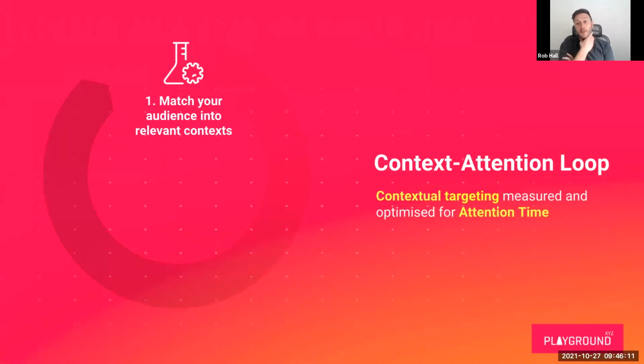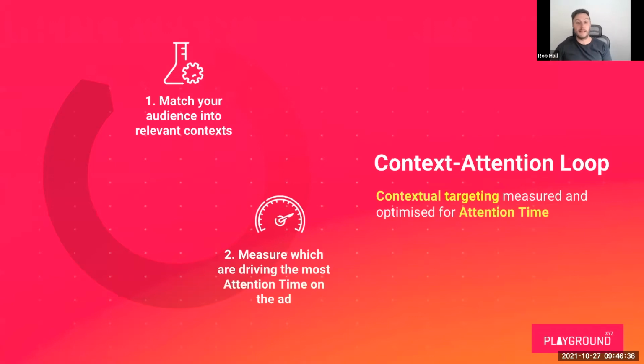We're talking about this thing called the context attention loop. It's about saying, here's a way that advertisers can move into context and use attention signals to know they're doing the right stuff. So effectively, you've got to start somewhere. I've got an audience, so I want to match it into some starting context.